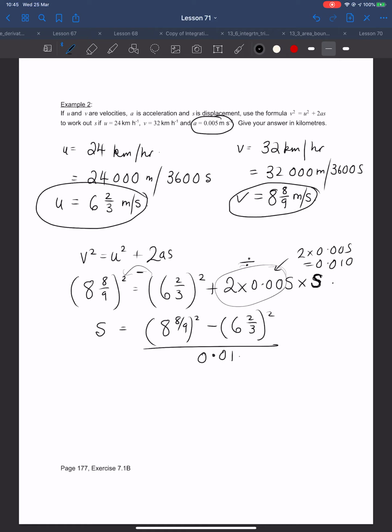So calculator now. I've got 8 8/9 on my calculator left over from before, so I'm going to press squared, minus 6 2/3, and that needs to be squared as well. 6 2/3 squared. And then divide by 0.01. So I've got S is 3,456.79 metres.